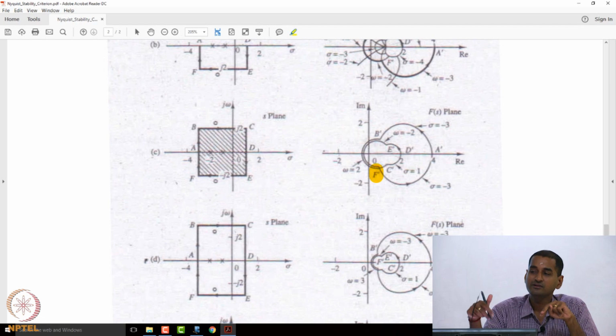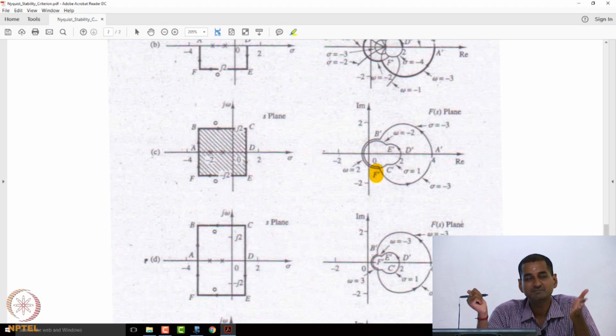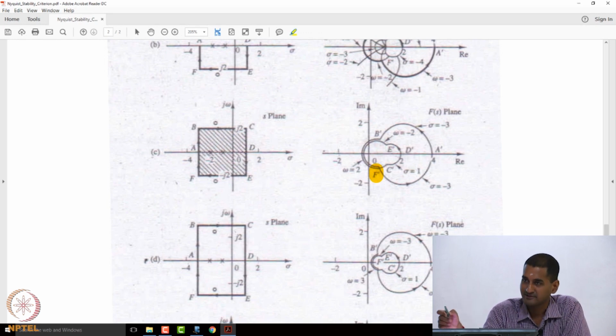So how many counterclockwise encirclements do we get? 2 in the f of s plane, right? So what should be the value of N? N_C is minus 2, and that's what you get from the mapping theorem. The mapping theorem says that N subscript C should be Z minus P. Z here in this example was 0, P is 2, so Z minus P becomes minus 2, and that's what you can observe from the diagram in the f of s plane.